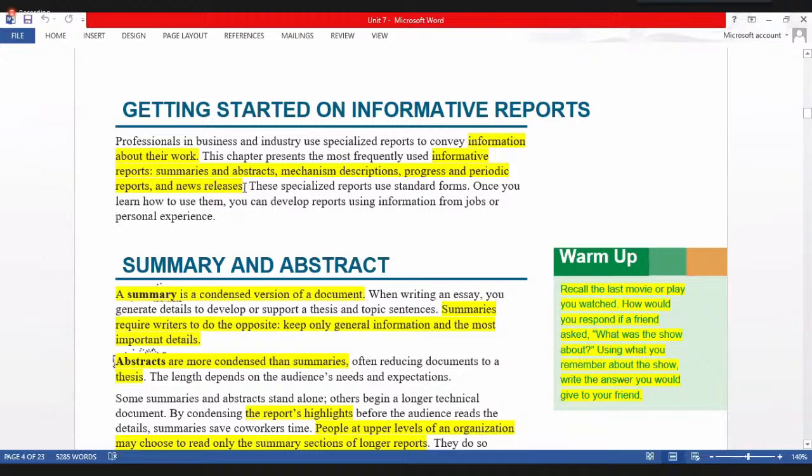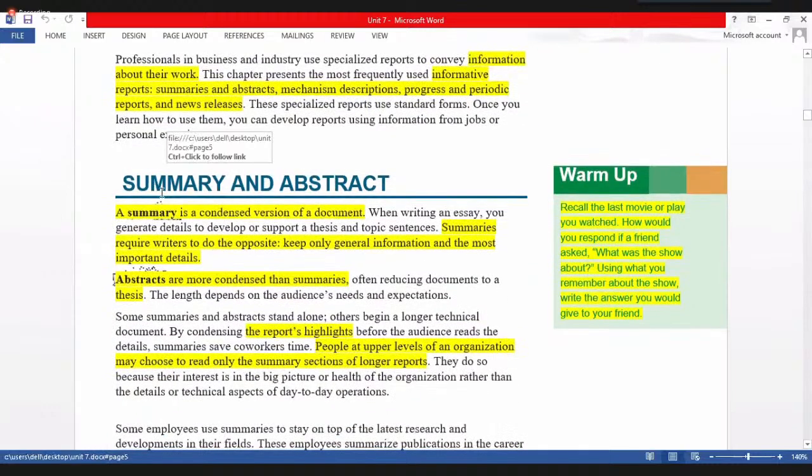Summaries and abstracts are informative reports. So what are summaries and abstracts? We are going to discuss. Then mechanism description. What is mechanism description? Progress report, periodic report, news release. All these are informative reports, right? So we are going to discuss them here. Now here, at first, summary and abstract. See, these two are different, summary and abstract.